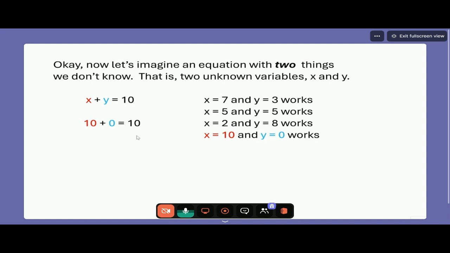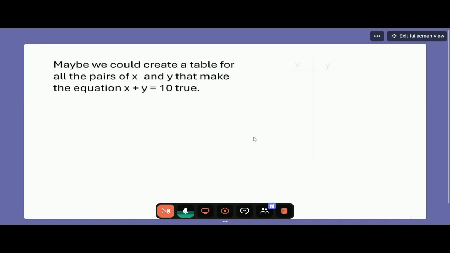Now this is getting a little awkward, listing all of these like this. How about we try something a little different? What if we tried putting them in a table? That might help a little bit. And so here I'm going to list in my table every pair of x and y that, when put together into this equation, give you a true statement.